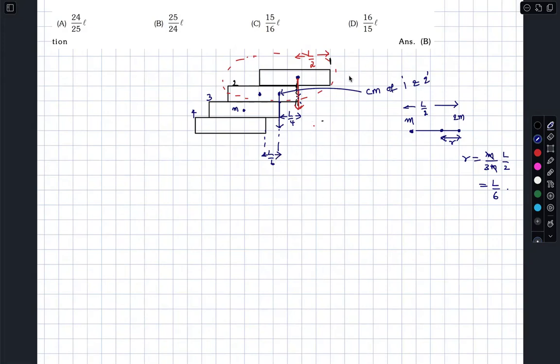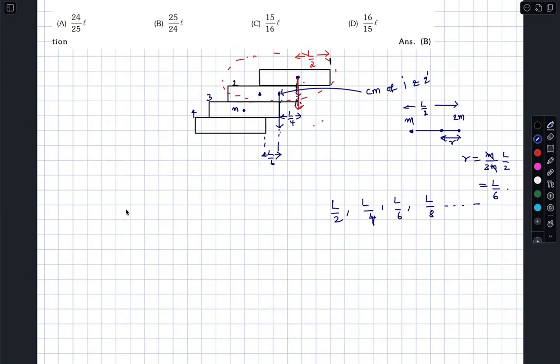I think now you got the clarity. L by 2, L by 4, L by 6. If there is a fifth one, it is L by 8 and so on. That's how it goes. So the order is L by 2, L by 4, L by 6, L by 8 and so on. This is how we maintain no issues. The entire system will stay in equilibrium.